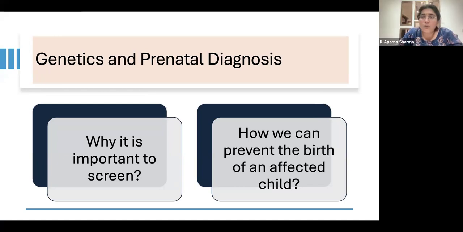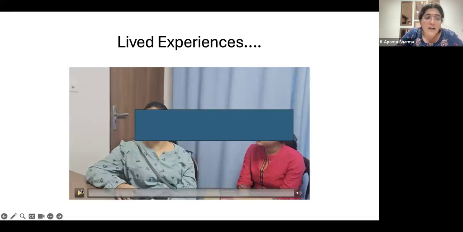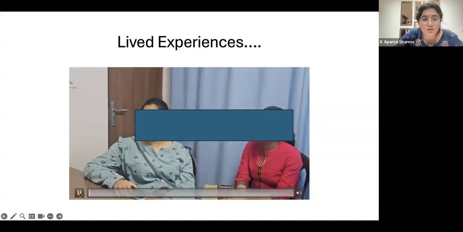What really happened is 2 days back, I was doing a CVS for a patient, and I just got talking to her. She has an 18-year-old child who is thalassemic. I just learned how these 18 years of her life have revolved around her child. And the questions that I asked and the answers that I got really got me thinking on why we are not doing more. So just to share this video for half a minute with her consent, I have taken this, and I think this is something that we need to do.